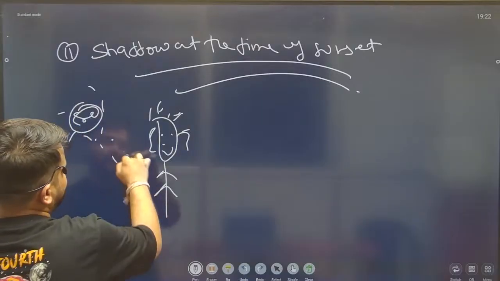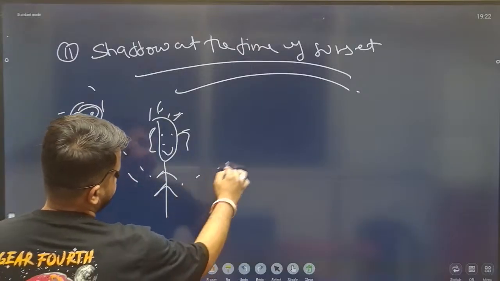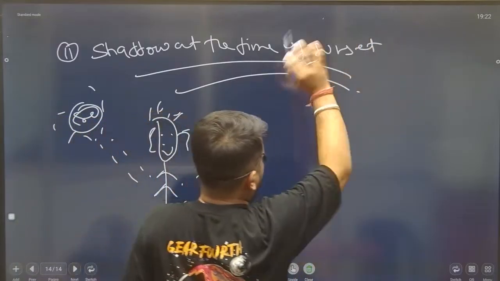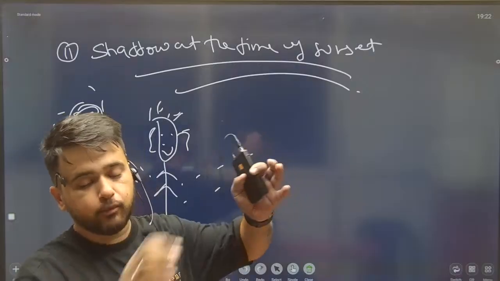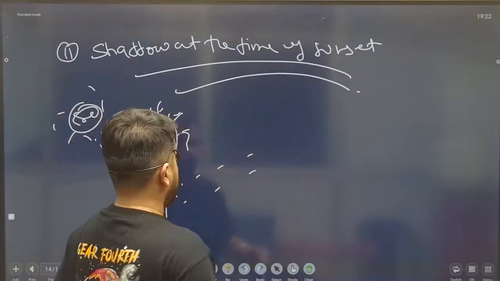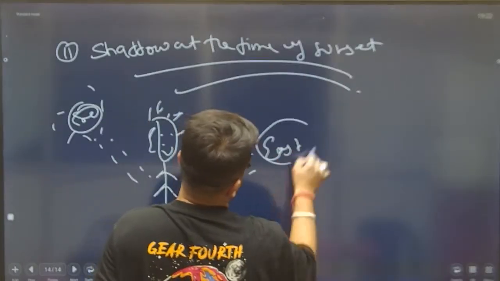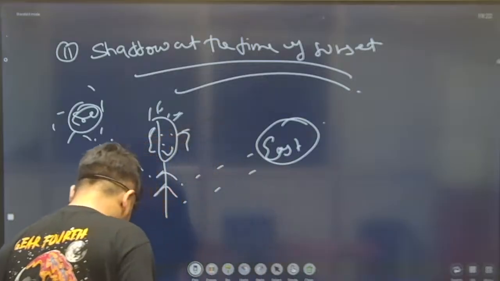So the light is coming from the west, going towards the east. It's the same, the opposite of what happens at sunrise. So here's the east. So what we understand with this factor.